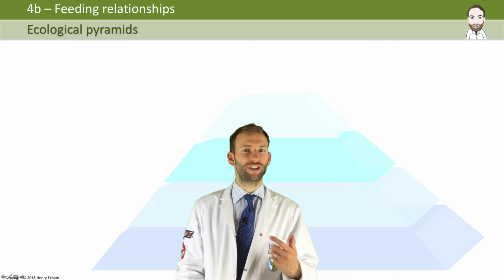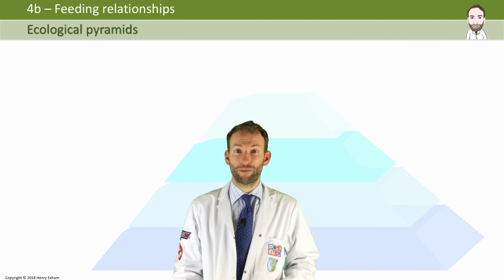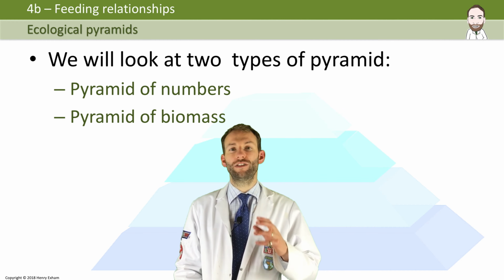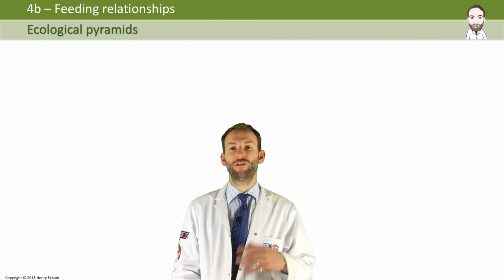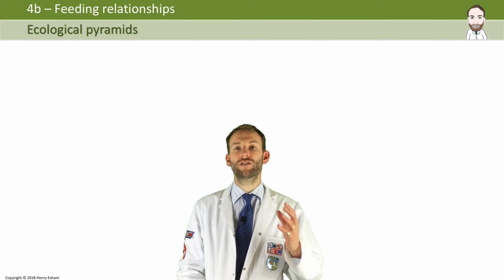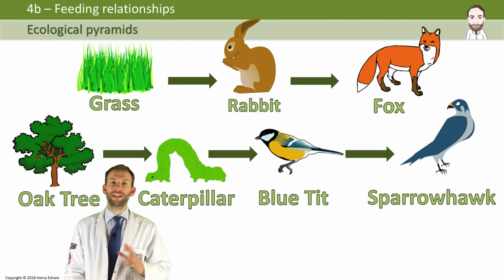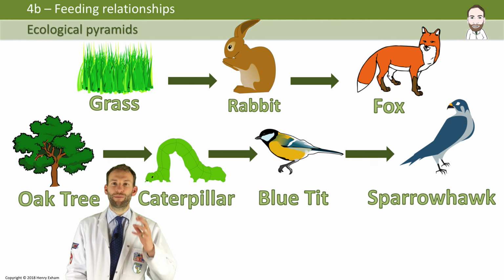Now, food chains and webs are useful, but using ecological pyramids, we can show even more information. We will look at the following two food chains in these pyramid forms in order to compare them. So we've got this grass, rabbit, fox food chain, and we've got the oak tree, caterpillar, blue tit and sparrowhawk food chain. So let's first show them as a pyramid of numbers.